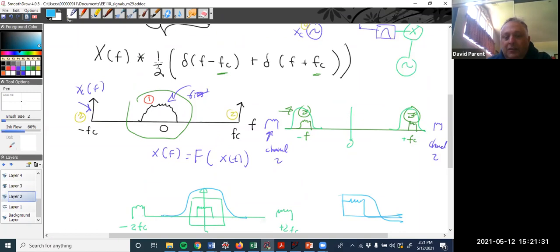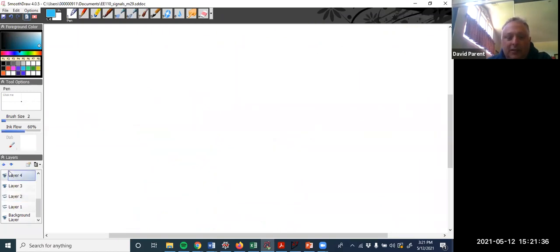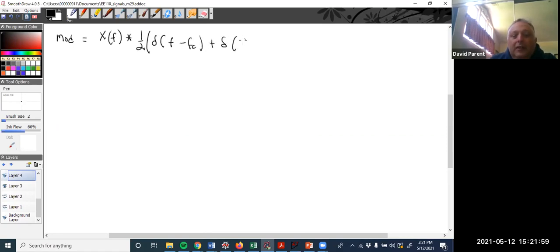So this is the signal modulated, and now, if the modulated equals X(F), the original data, convolved with 1/2 delta(F minus FC) plus delta(F plus FC), right?